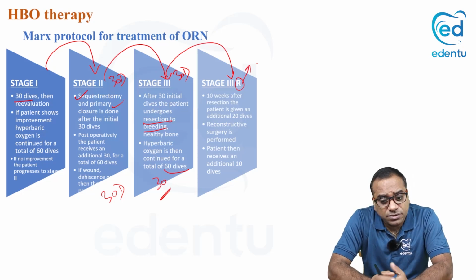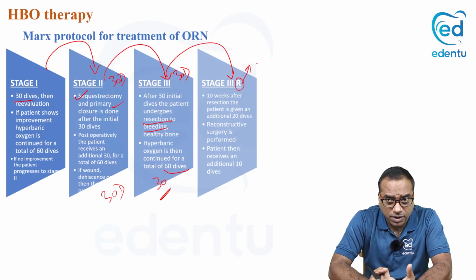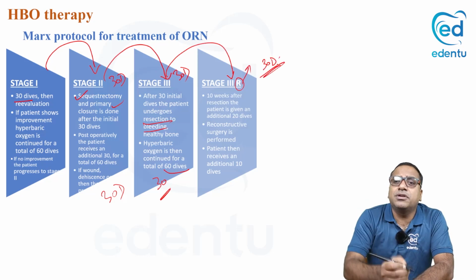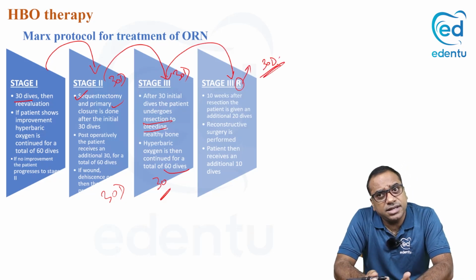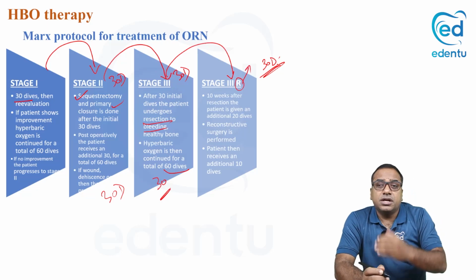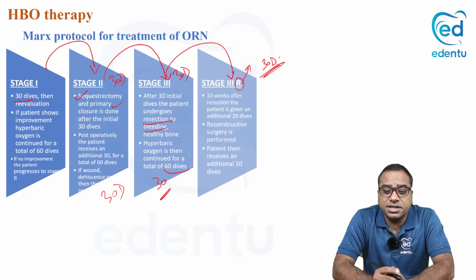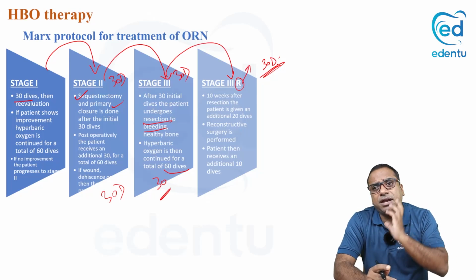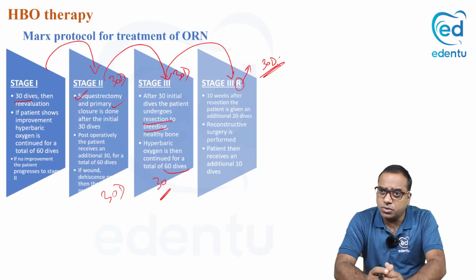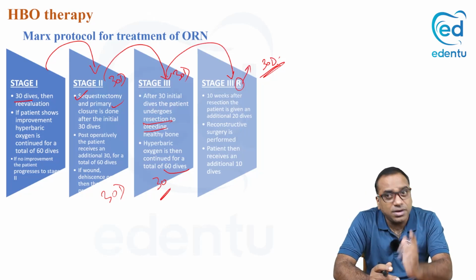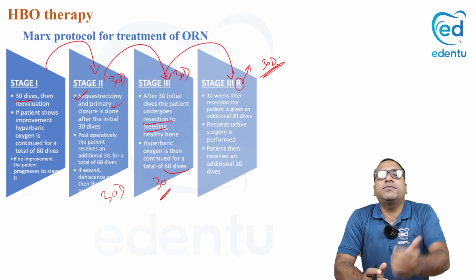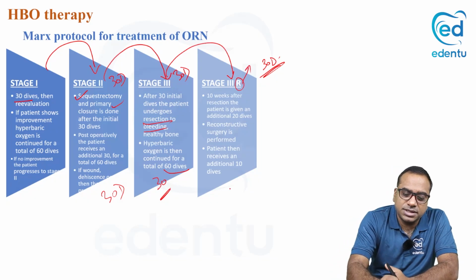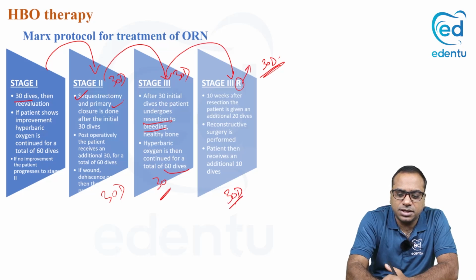So in this stage 3R, again welcome drink is 30 dives. This 30 dives we will break into 10 plus 20. So 10 weeks after the resection is done, the patient is given 20 dives. And then we do the reconstruction plate, whatever is to be done. 20 dives we have given. After the reconstruction plate, give 10 more. So 30 dives it becomes. So in stage 3R, the total is only 30 dives.